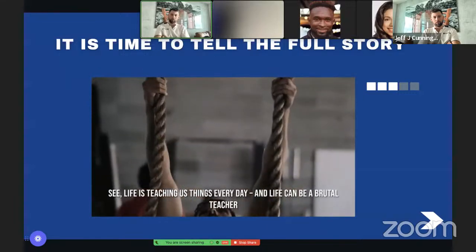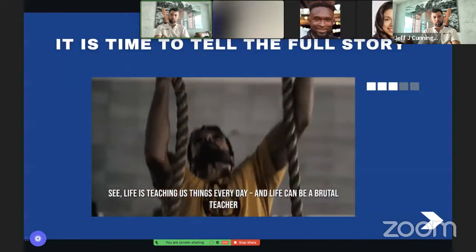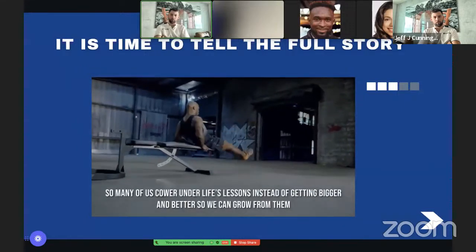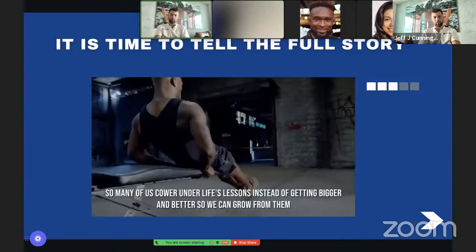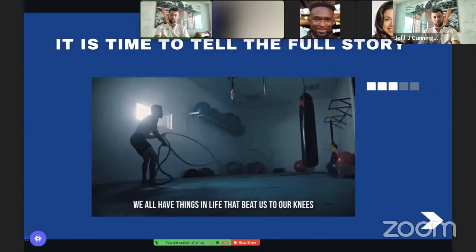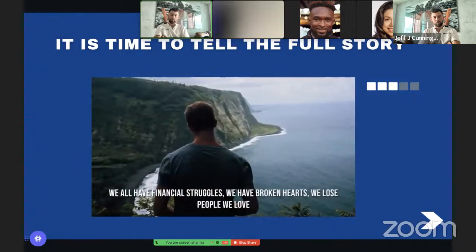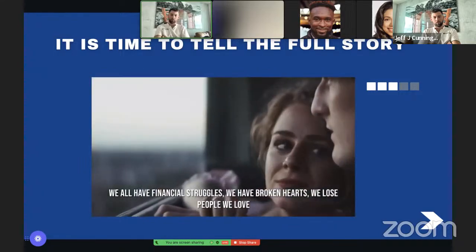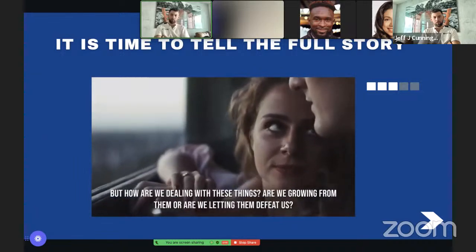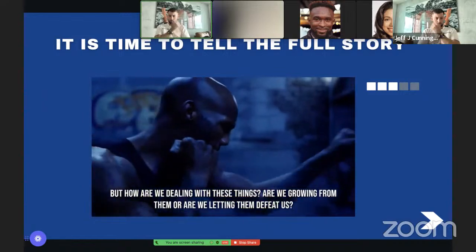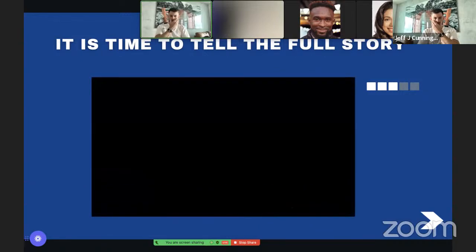See, life is teaching us things every day, and life can be a brutal teacher. So many of us cower under life's lessons instead of getting bigger and better so we can grow from that. We all have things in life that beat us to our knees. We all have financial struggles. We have broken hearts. We lose people we love. But how are we dealing with these things? Are we growing from them, or are we letting them defeat us?